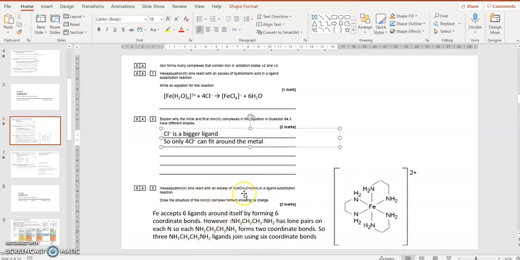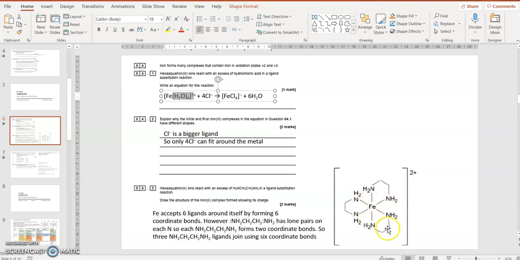Fe accepts 6 ligands around itself by forming 6 coordinate bonds. Hexacyclic requires, this is the 1,2-diaminoethane, NH2, CH2, CH2, NH2. It's a bidentate ligand. So 3 of these are needed, only 3 of them, because they can form 2 coordinate bonds each. Instead of the 6 waters forming 1 coordinate bond each and being monodentate, the coordination number still stays as 6. I only need 3 of these around the Fe because each of them forms 2 coordinate bonds. And I've drawn it like that. It could be better. Instead of the corners, I've done the skeletal form with the CH2, CH2 there. I've just simplified it. You could put CH2, CH2 there. I could make it better, actually.